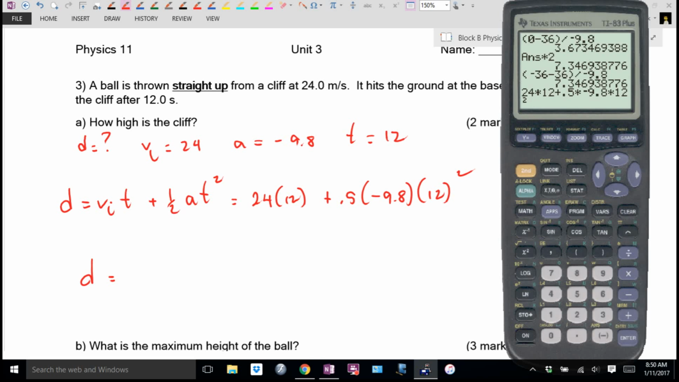Did I type that in right? I think so. Oh, yeah, negative. I'm ending up below where I started. Do you get negative 418? And I'll go to 3 sig figs.